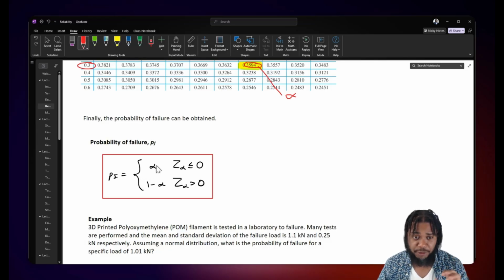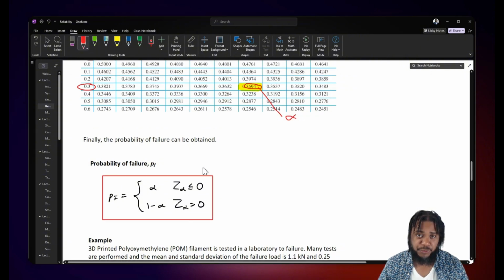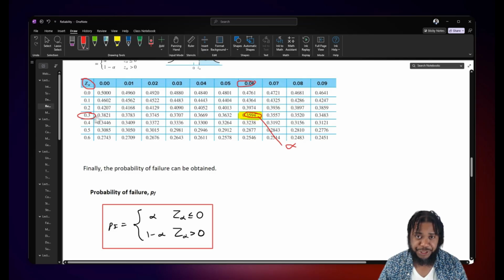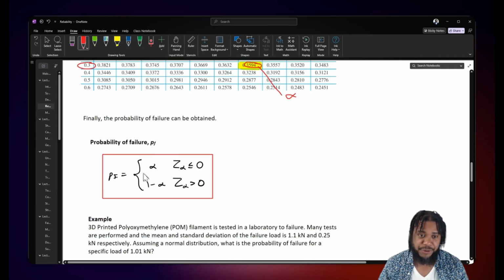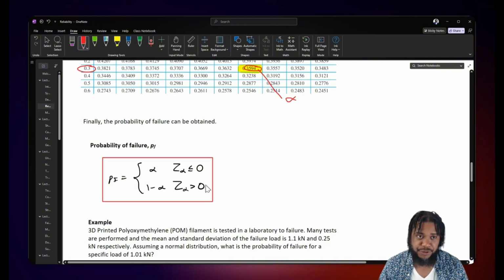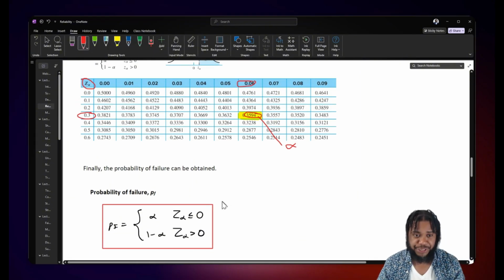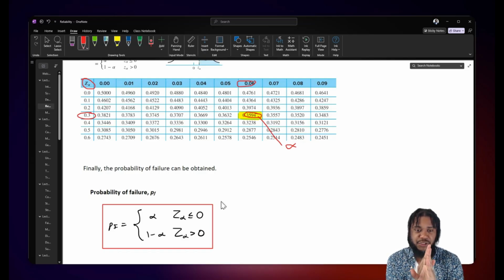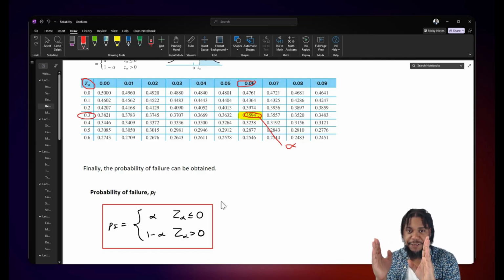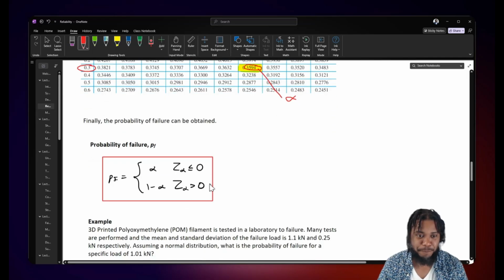It's either equal to alpha directly when the Z value is less than or equal to 0, so we've got a negative 0.36, or it's equal to 1 minus alpha when the Z value is greater than 0, meaning it's equal to 0.36. And this distinction basically tells us, is the Z to the right of the mean, of the average value, or is the Z to the left? Where are we on that distribution map, right?